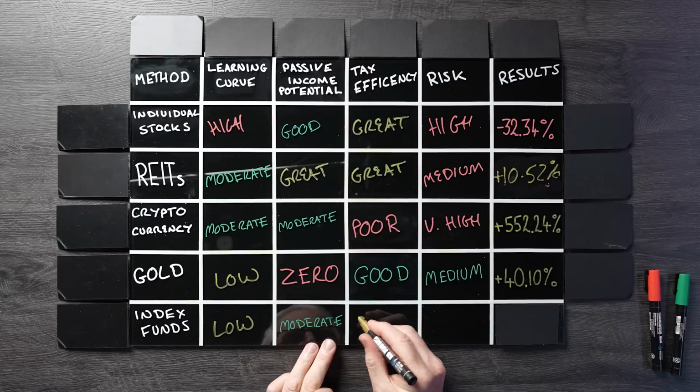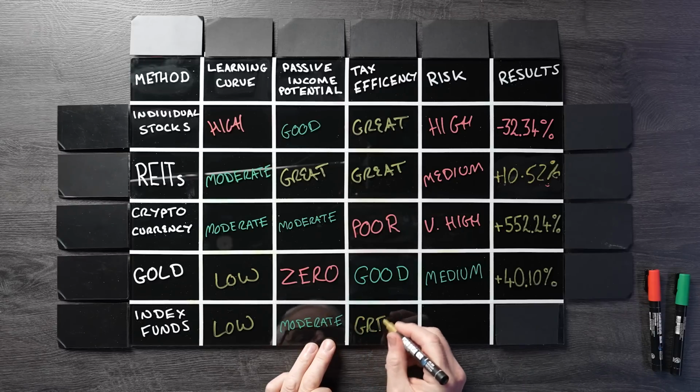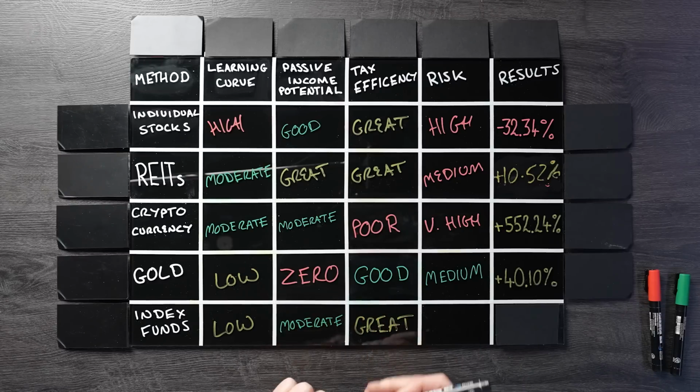For tax efficiency, I'm going to say this one is great. If you hold index funds in a stocks and shares ISA in the UK or a Roth IRA in the USA, you can avoid paying taxes on dividends and capital gains altogether. This means you get to keep more of your profits over time, which can make a huge difference when you're investing for the long haul.